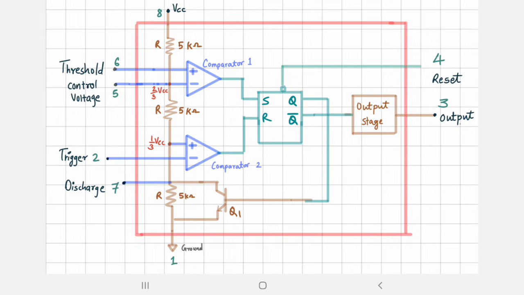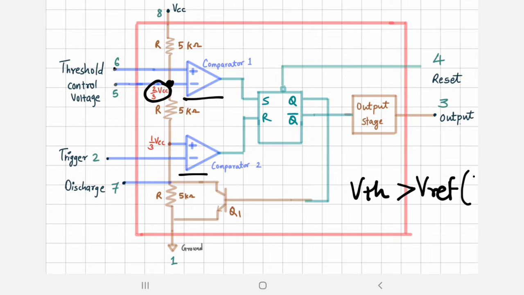Now let's come to the second step. Now we know that the voltage across this point is 2/3 VCC. This comparator is a non-inverting comparator. This was inverting. Here we are giving input to the non-inverting terminal, so this is a non-inverting comparator. Now when your input crosses 2/3 VCC, this is the reference voltage. So when your threshold voltage crosses your V reference, meaning 2/3 VCC, the output of the comparator will turn high.